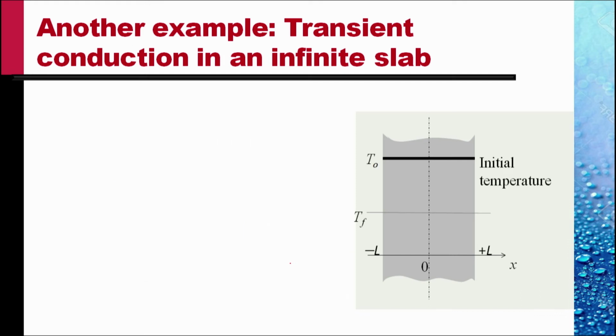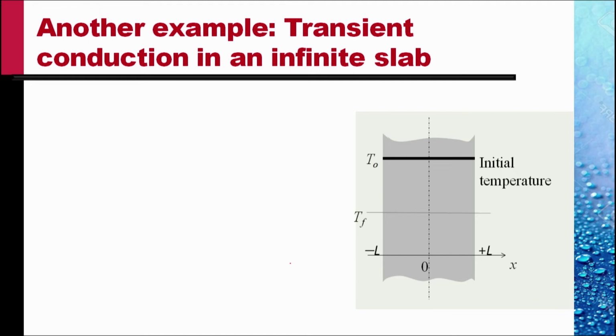Let's do another example, and this example is from heat transfer. Let's discuss the problem of transient conduction in an infinite slab. Let us have an infinite slab of thickness 2L and set up the coordinate system so that the left face of the slab is at x equal to minus L and the right face is at x equal to plus L. Let T naught be the initial temperature of the slab, and at time t equal to 0, this is immersed in a fluid with a temperature Tf.